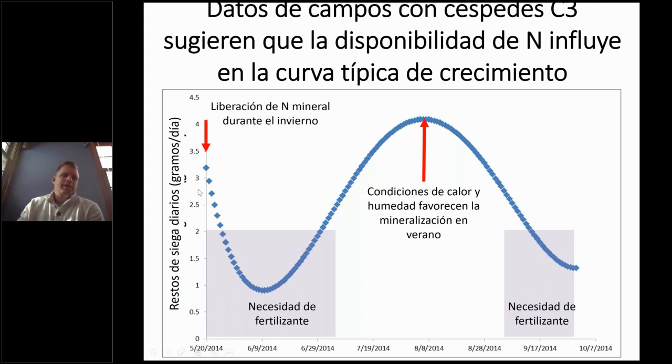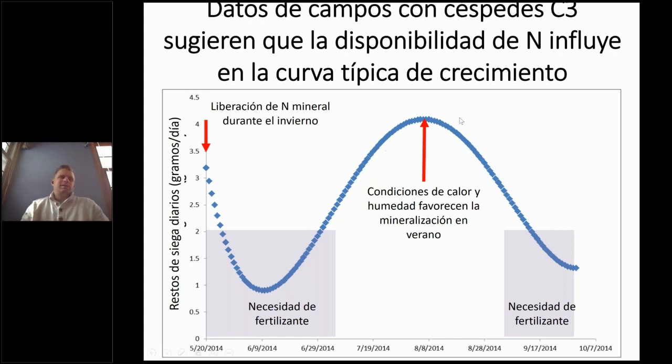Then it uses all that fertilizer, and then in June, we have our slowest growth rate. So this is a time where we need to push the accelerator harder and apply nitrogen fertilizer. Then in the middle of the summer, when the soils are warm and wet, we get mineralization. There's this breakdown of organic matter, and that releases fertilizer. As a result, we see that the growth rate is very high.